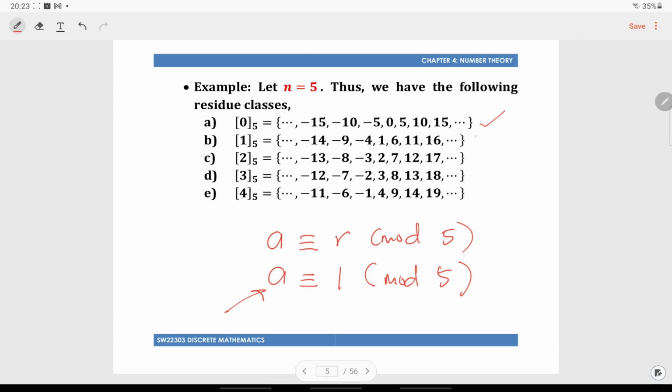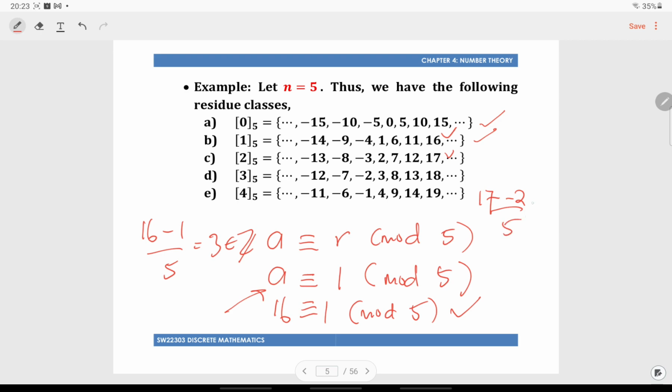For this set, 16. So 16 is congruent to 1 mod 5. Is it true or not? 16 minus 1 divided by 5, yes, it is equal to 3. 3 is an integer. So yes, 16 belongs to this residue class of 1 modulo 5. What else? We try 17. 17 minus 2, we divide by 5. Yes, again the answer is an integer.